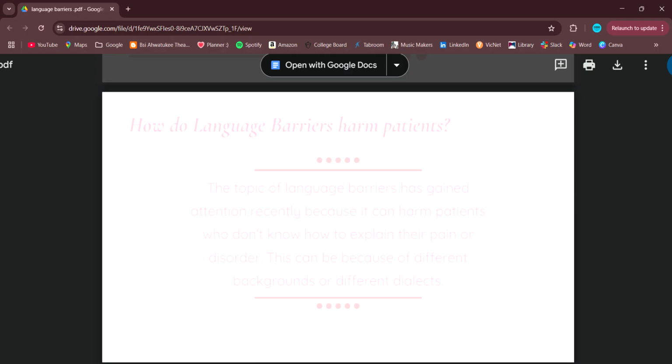Now, how do language barriers harm patients? Well, language barriers have gained attention recently because of the detrimental effects they can have on patients. These are often patients who don't know how to explain their pain or their disorder because of the different languages. This can also be because of different cultural backgrounds or because of different dialects.